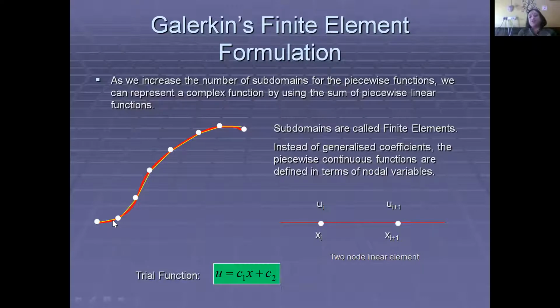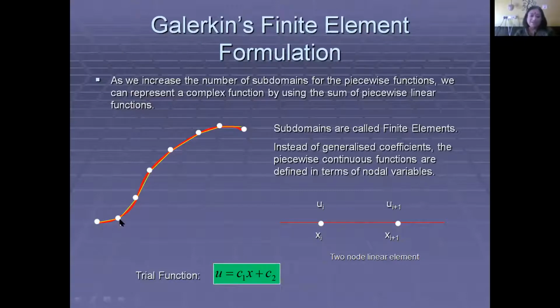And what I mean by generalized coefficients is that instead of trying to decide an exact approximate solution U tilde over this entire regime, which is obtained in terms of generalized coefficients, that's what we did. U tilde was taken to be a x(1 minus x). So a is your generalized coefficient. Instead of trying to do that, we are going to use piecewise continuous functions, which are defined in terms of the nodal variables.